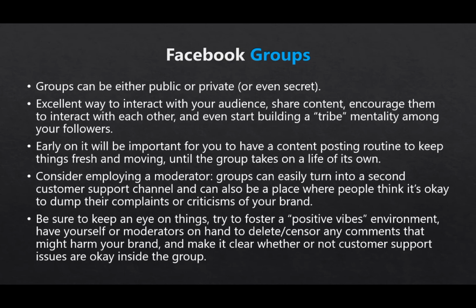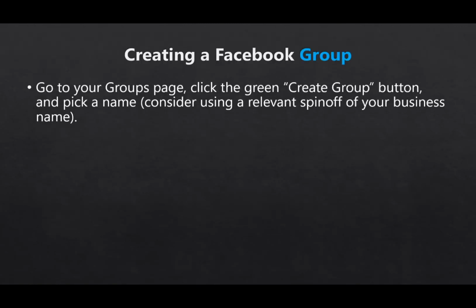Let's talk about creating a group. To create a group, go to your Groups page and click the green Create Group button. You'll first need to name your group. This can be your business name or a spin-off of your business name. For example, if your group is centered around providing special training or advice on using a product, you might call it Your Product Name plus the word Masters, Experts, or Ninjas at the end of it.